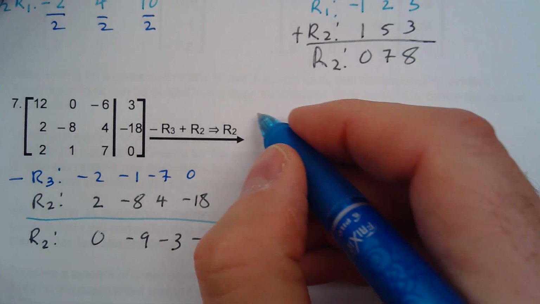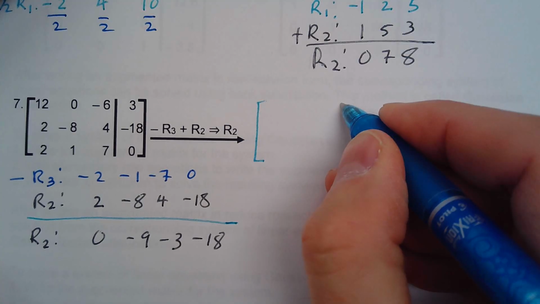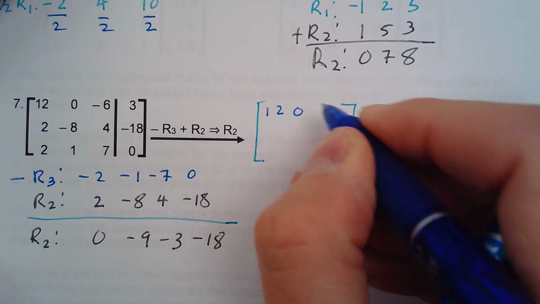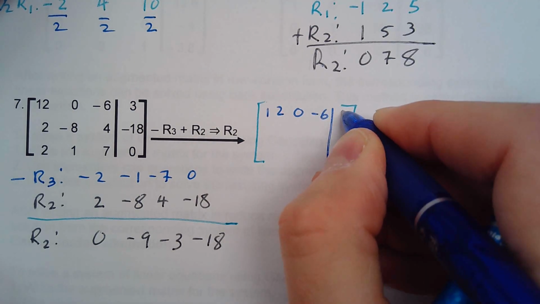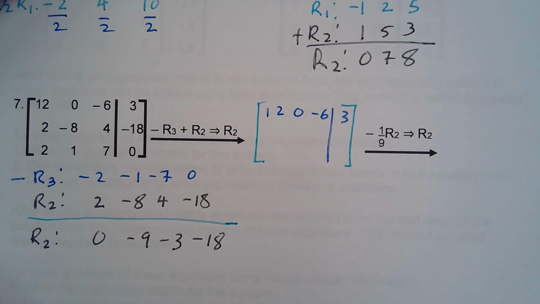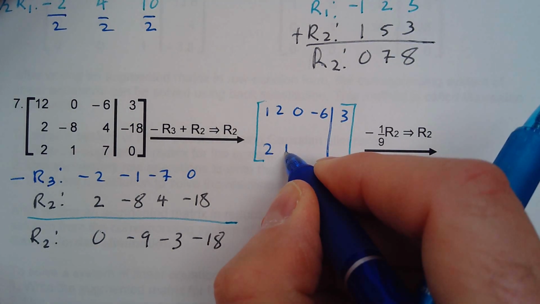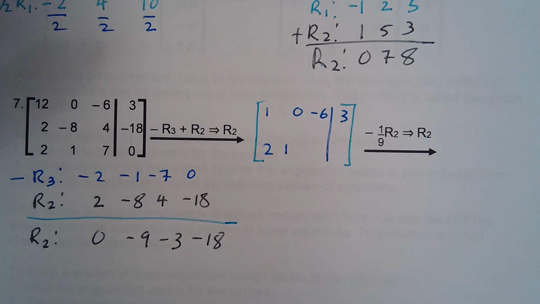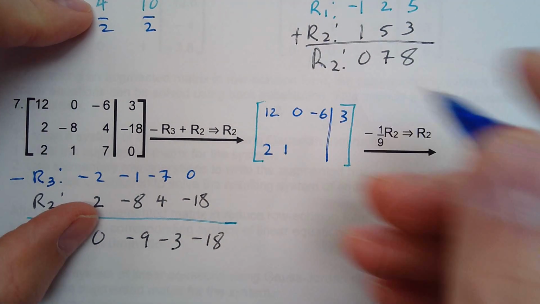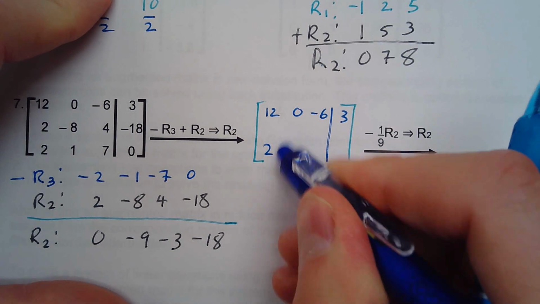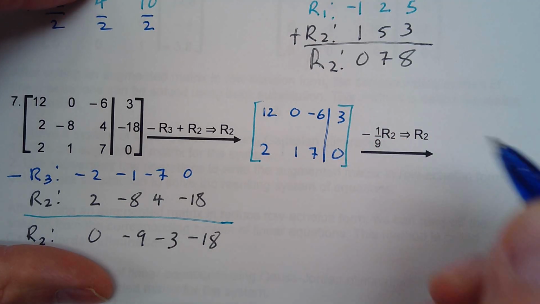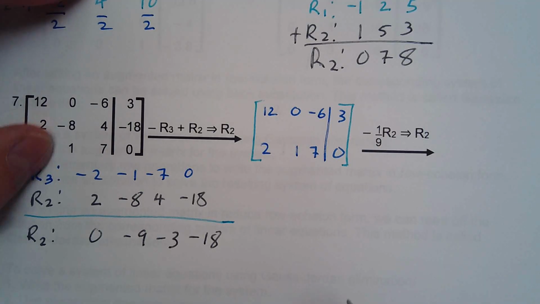And so now our matrix, we didn't touch row number 1. Row number 1 is still 12, 0, -6, and 3, and we still keep row number 3. 2, 1, oh, there's something wrong there. Let me get that 2 a little bit closer. There, that looks better. So I didn't touch row number 3. The only thing that changed here is row number 2.